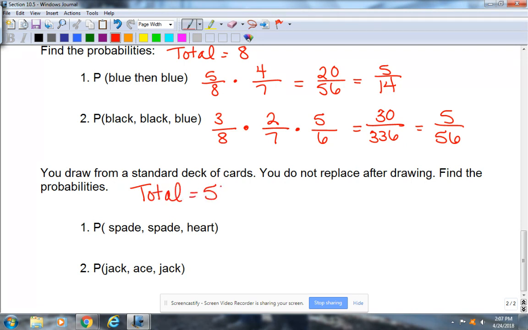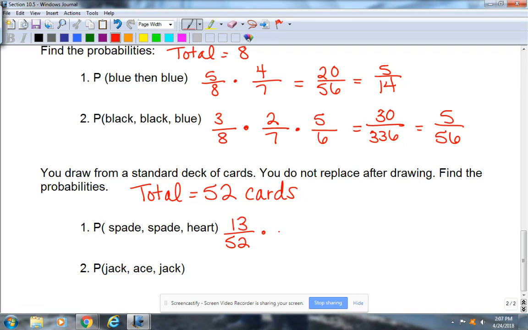Not counting the joker. So what's the probability that I draw a spade, keep it out, draw another spade, keep it out, and then draw a heart? Okay. So my total is going to be 52 to start with before I draw anything. What's the probability that the first one I pull out is a spade? How many spades are in a deck of cards? 13, a fourth of them, right? So 13.